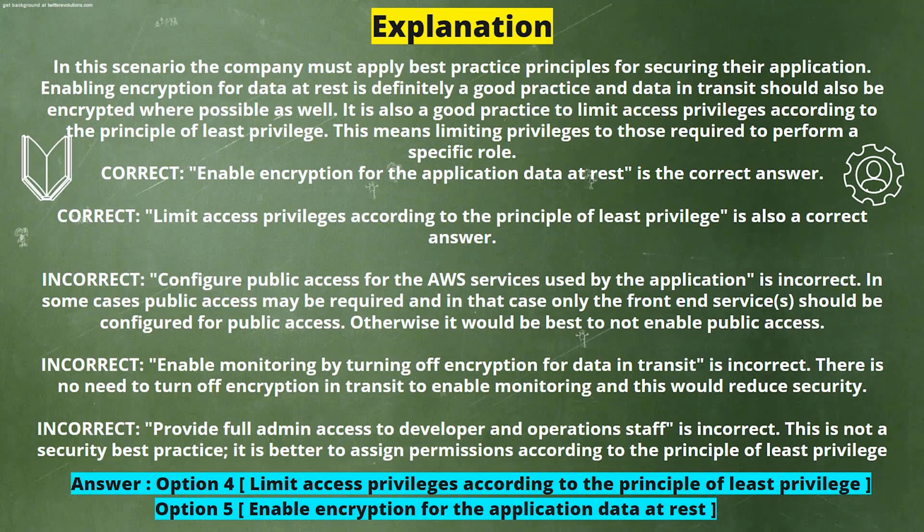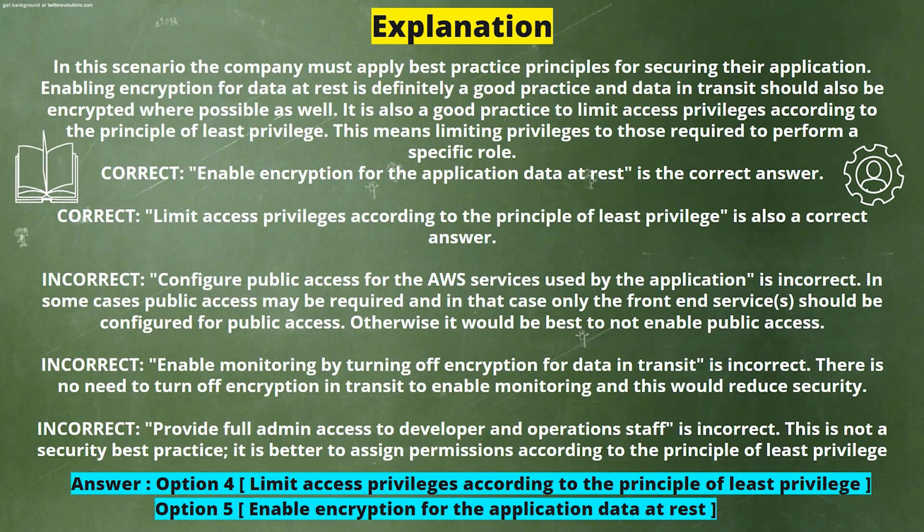Enabling encryption for data at rest is definitely a good practice, and data in transit should also be encrypted where possible as well. It is also a good practice to limit access privileges according to the principle of least privilege. This means limiting privileges to those required to perform a specific role. Correct. Enable encryption for the application data at rest is the correct answer. Correct. Limit access privileges according to the principle of least privilege is also a correct answer.